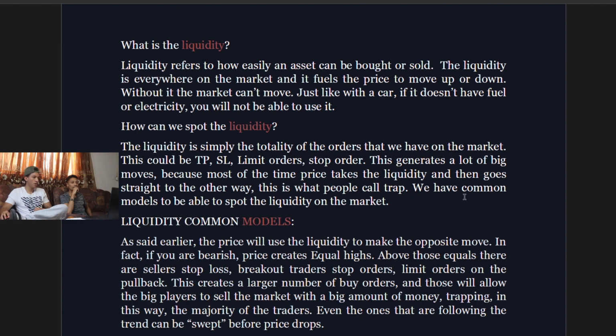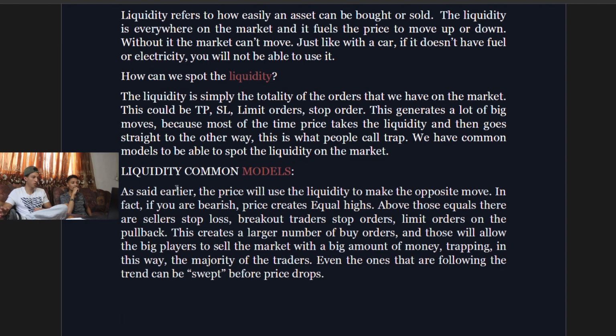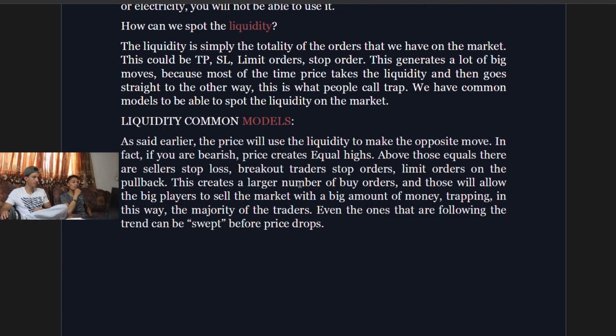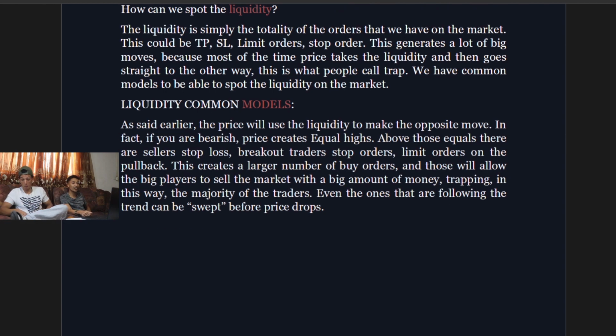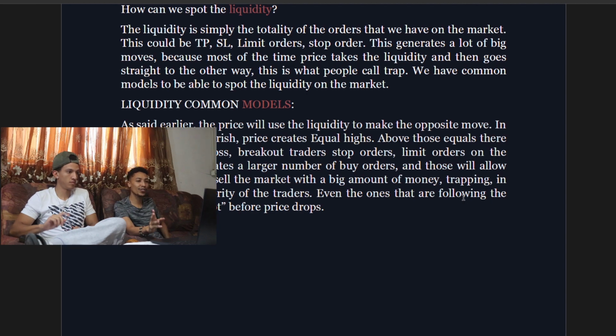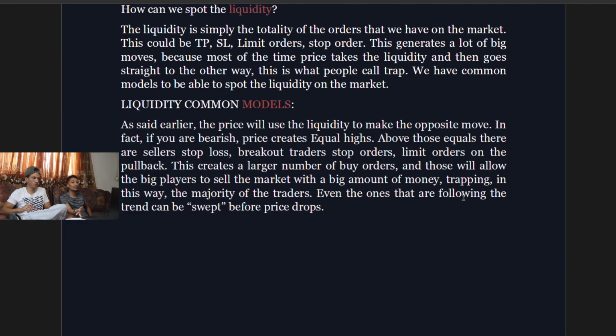We have common models to be able to spot liquidity on the market. So we basically cover the models of how to spot liquidity. Liquidity common models. As said earlier, the price will use the liquidity to make the opposite moves. In fact, if you are bearish, price creates equal highs. Above those equals, there are sellers' stop losses, breakout traders' stop orders, and limit orders on the pullback. This creates a large number of buy orders, and those will allow the big players to sell the market with the amount of money trapped in this way.